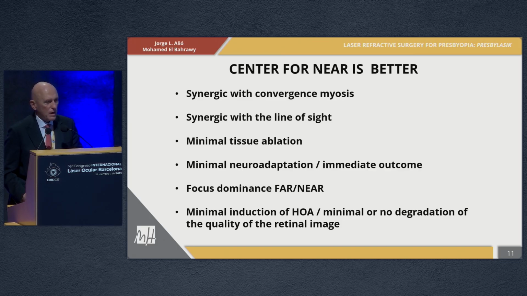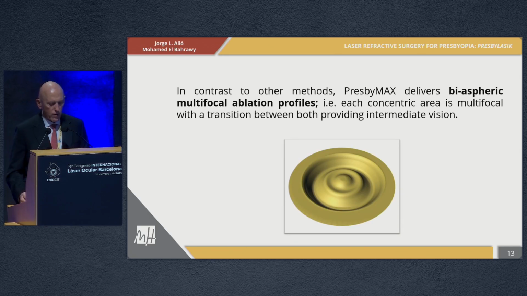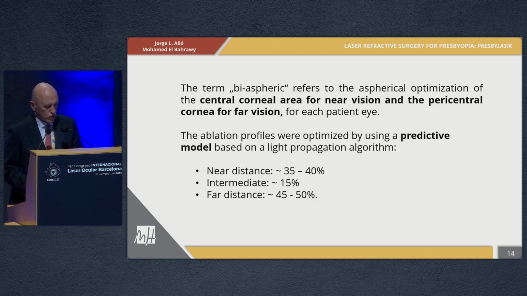There is minimal induction of higher-order aberrations; we calculate some change in the negative sense, so the change in the retinal image will be minimal. We created the Presbymax technique with the Schwinn technique. We've developed 3 levels of Presbymax: the initial Presbymax, which I will speak about, then Presbymax 3.0, and then the hybrid one. It is based on the creation of a biaspheric profile in the cornea at central level, which makes a change in the depth of focus with an increase in the multifocal potency coinciding with the visual axis.